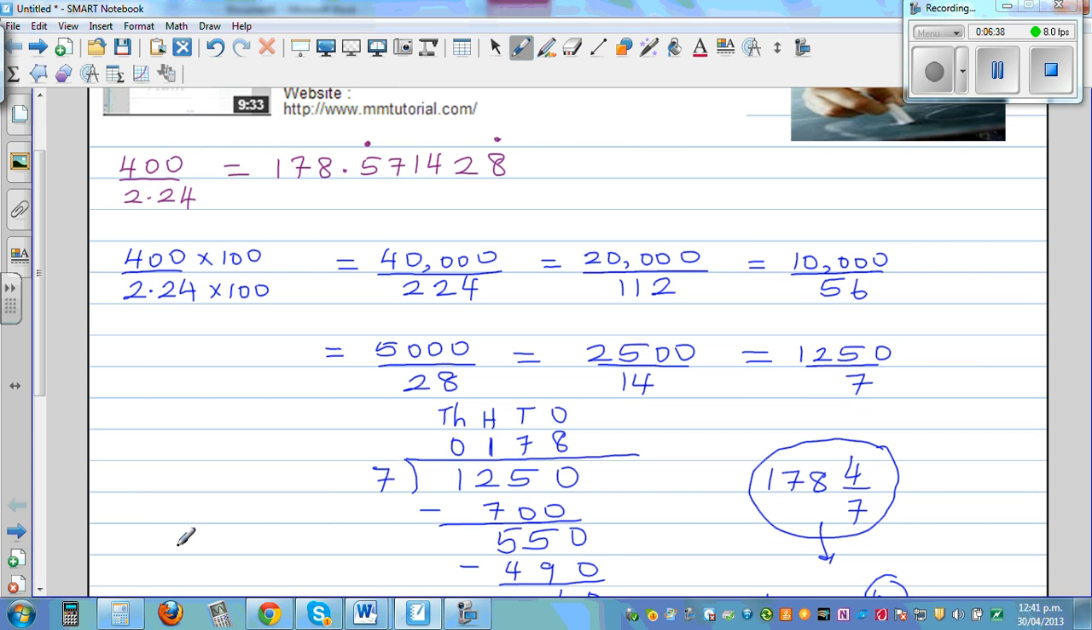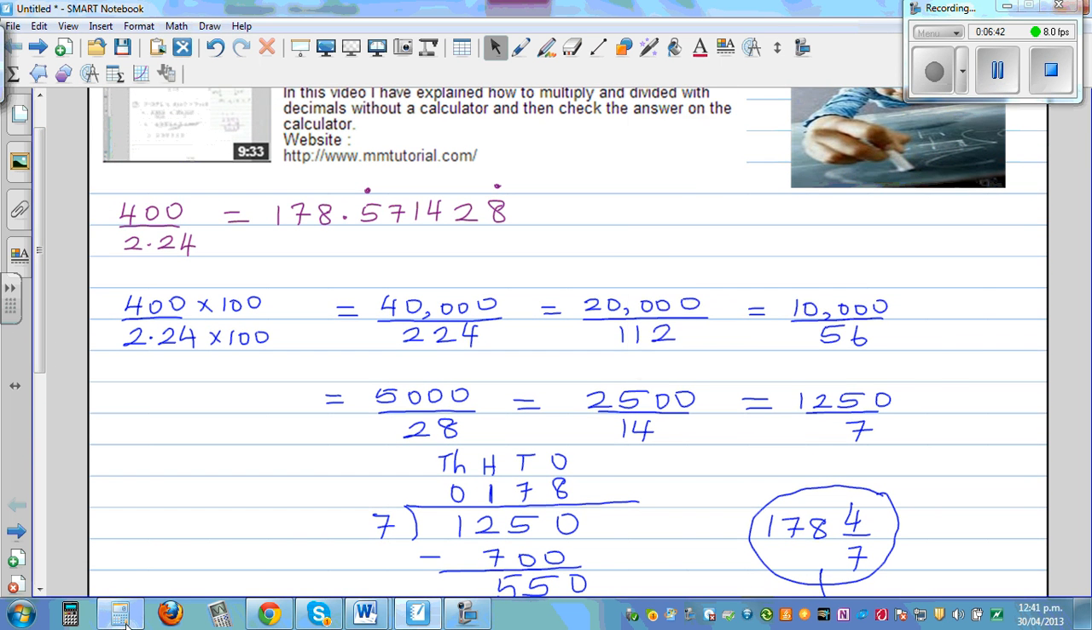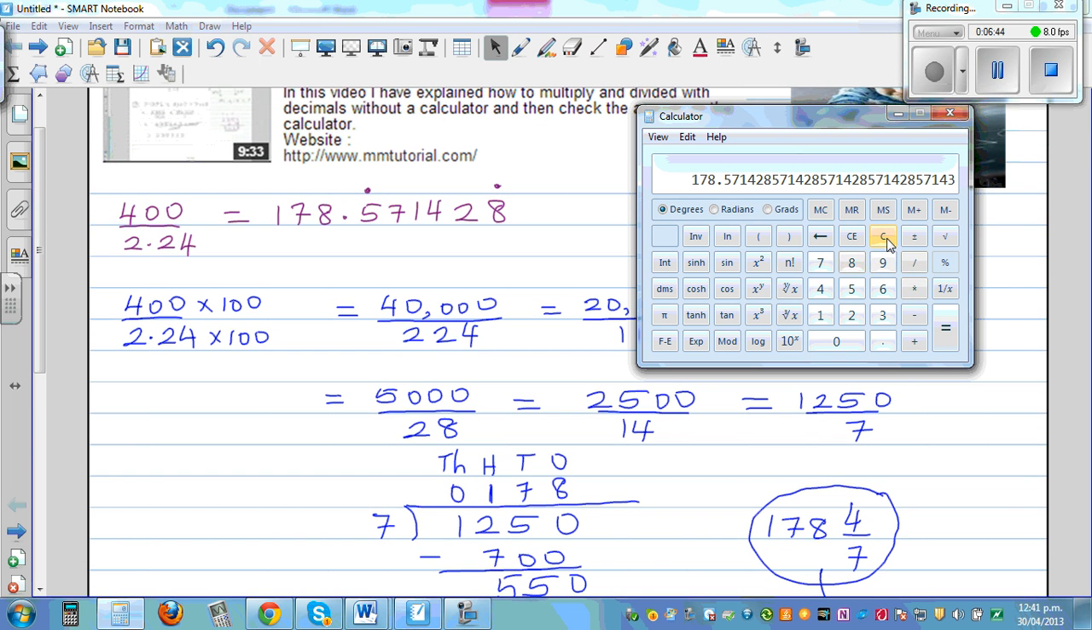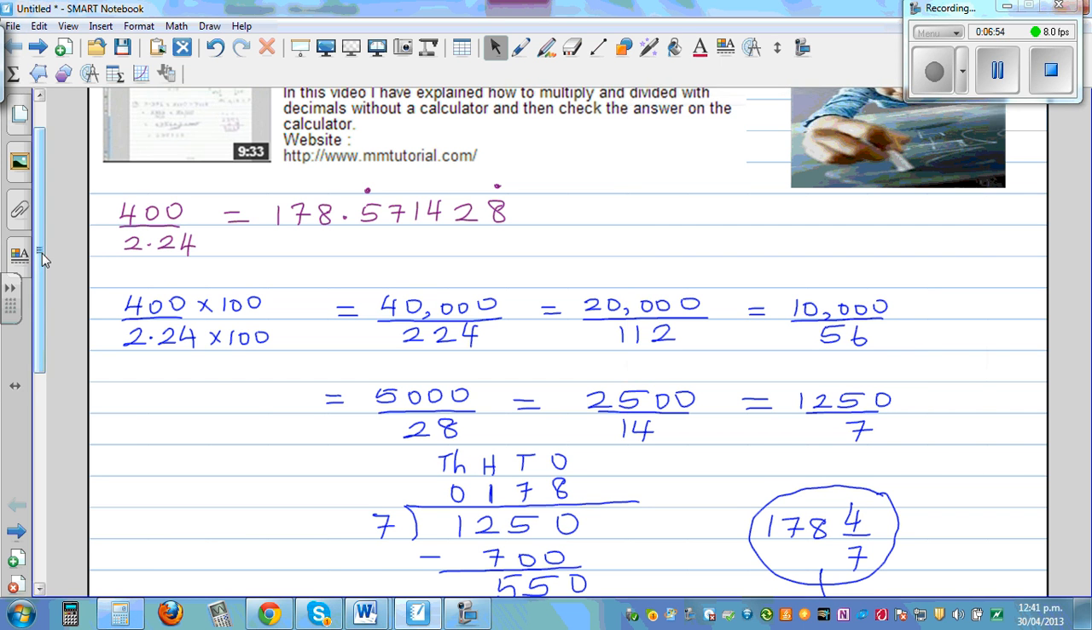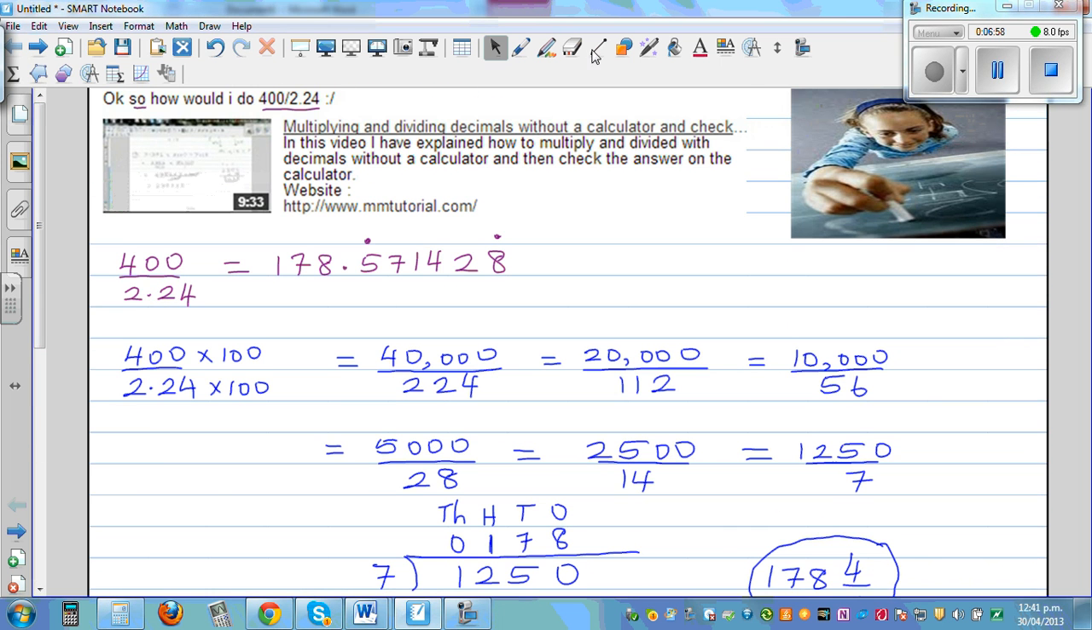5714285714... So let me show you that. If you go, oops, so let me cancel this. If you go 4 divided by 7 is 571428. Can you see 571428? So along with this, let me show you how you can convert this into 4/7.